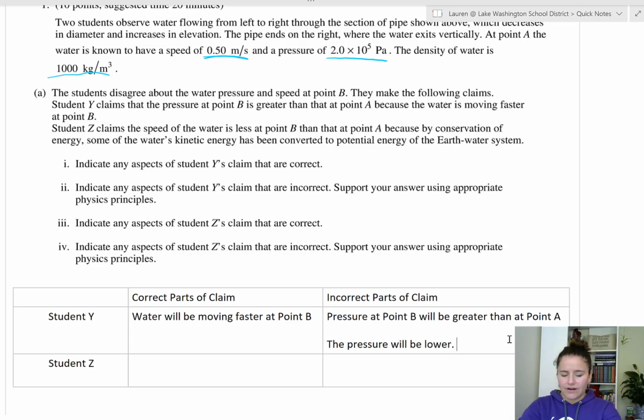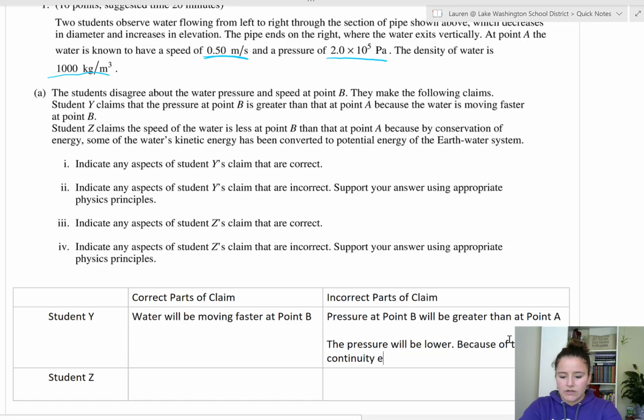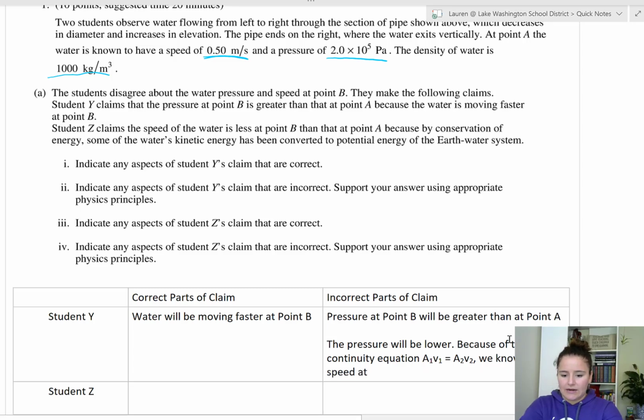But why is it lower? That is due to Bernoulli's principle, okay? And because of the speed thing. So first, let's go ahead and talk about the speed. Because of the continuity equation, that is A1V1 equals A2V2, okay? We know the speed at point B will be greater.